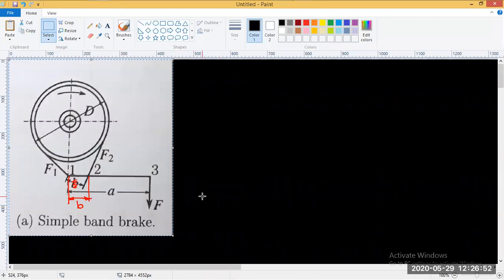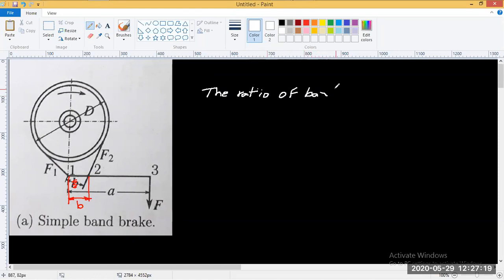Right. So let me start off with the derivation here. We'll start off with the band tension, the ratio of band tension. The ratio of band tension is given by F1 over F2 equal to e power mu theta.